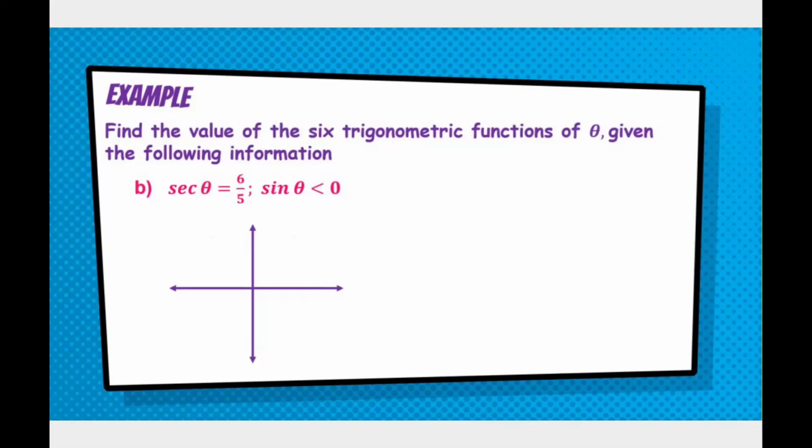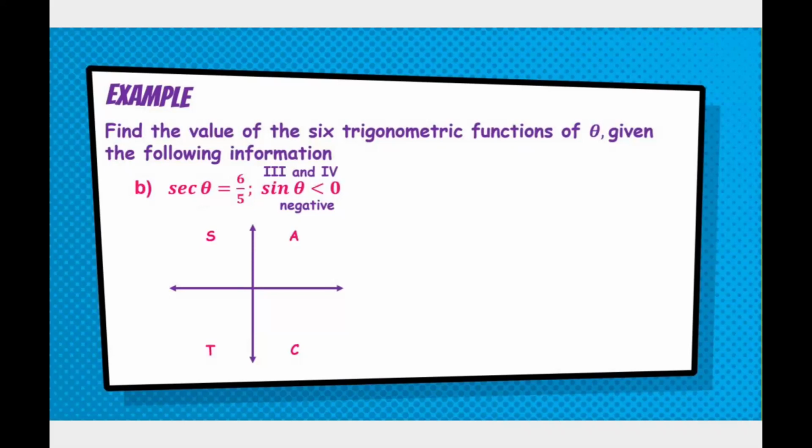But also, we're given secant of theta is 6 over 5. We're given that that's a positive number. So we can think about this as cosine being positive. So where is cosine positive and where is sine negative? And that's going to tell us what quadrant we need to be in first. So sine is negative in quadrants 3 and 4.